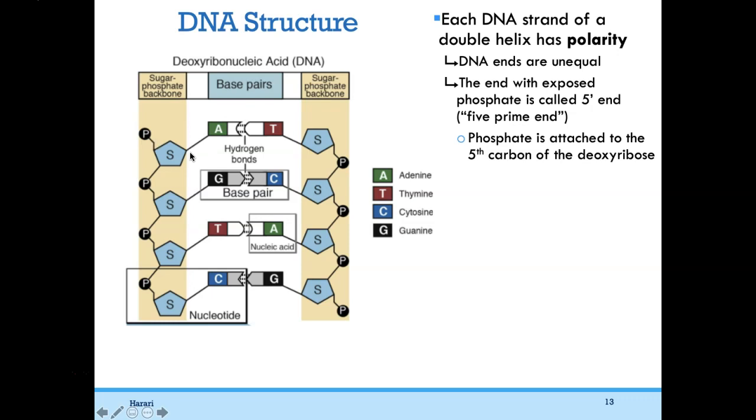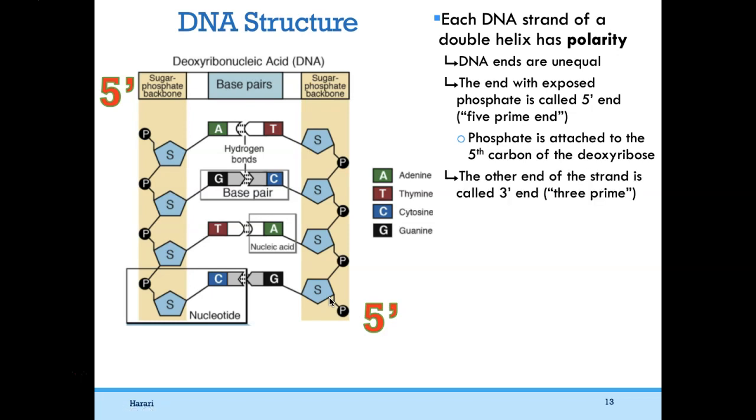So without going into too much detail, we start numbering the carbon here. It's 1, 2, 3, 4, 5. The phosphate is attached to the 5th carbon of the sugar. So we call the end with the phosphate sticking out the 5' end. That's the 5' end. Here is the other 5' end. Notice how you can never have two 5' ends next to each other. This will become very important. So there's one 5' here, another 5' here. Those are where the phosphates are exposed.